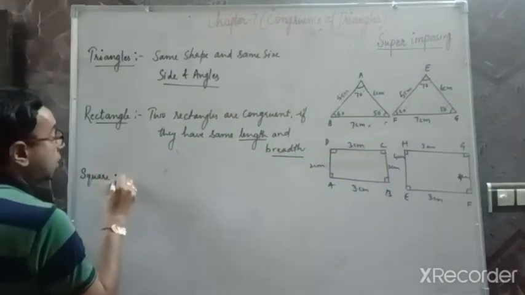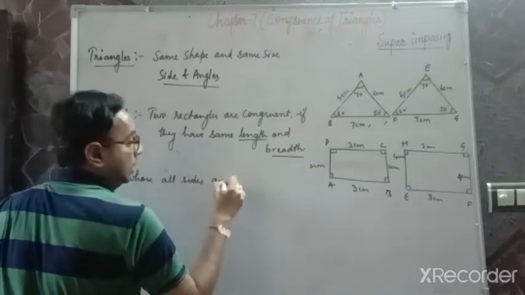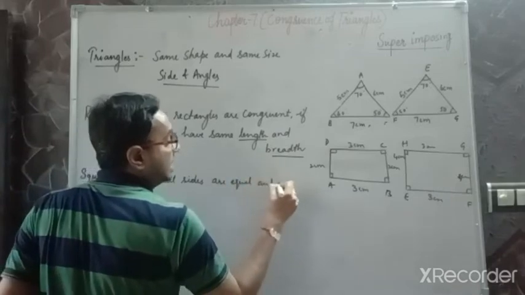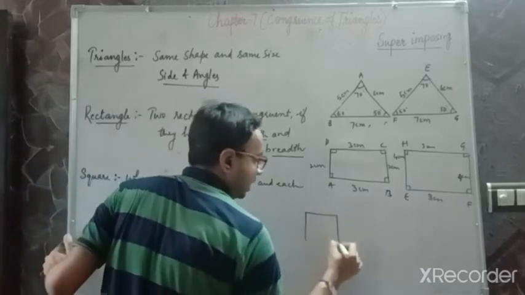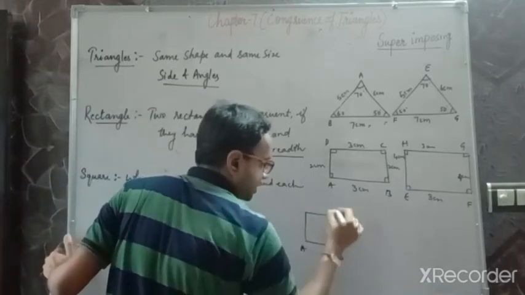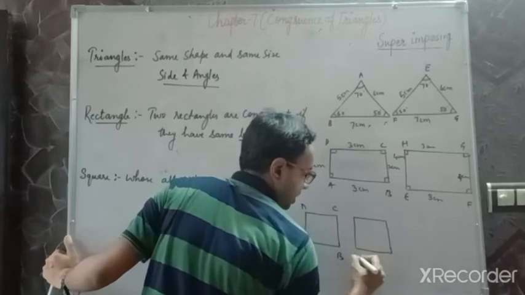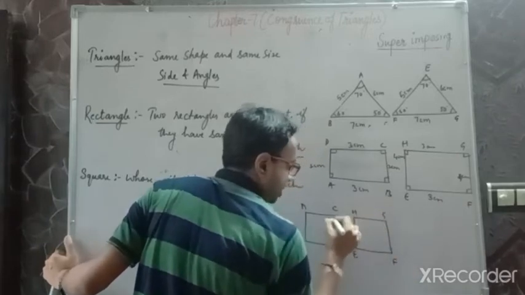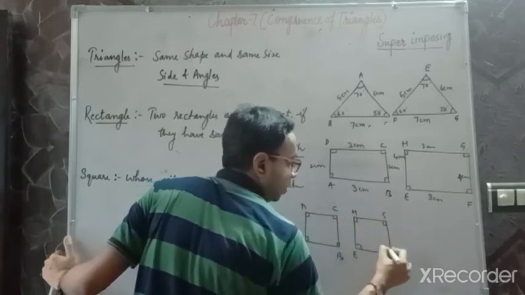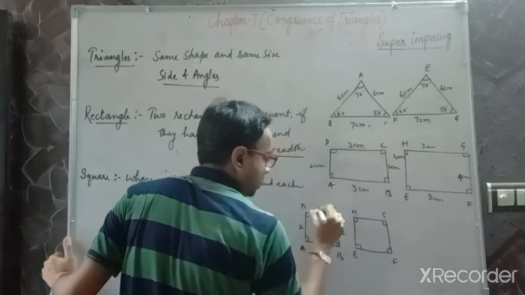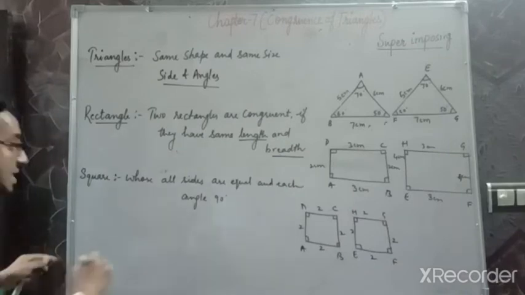Now square. What is square? Whose all sides are equal and each angle 90 degree. Let me consider this is square A, B, C, D, closed figure. Let me consider this also the square E, F, G, H. Each angle 90 degree. All sides are equal, 2, 2, 2, 2. Are these squares congruent? Yes.